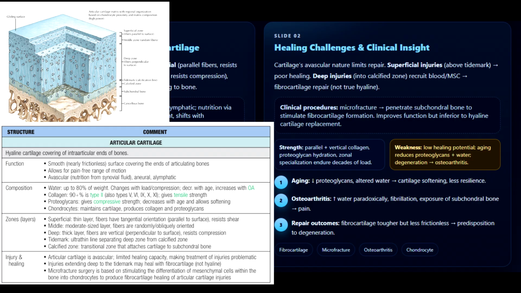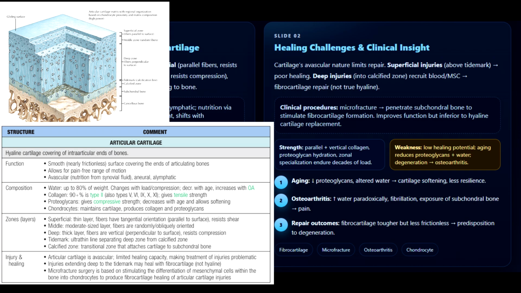The zones, as we just described, are highly specialized. The superficial zone to resist shear, the middle zone with more disorganized fibers, the deep zone to resist compression, the tide mark as a dividing line, and the calcified zone anchoring cartilage to bone. This hierarchical structure explains why cartilage can endure repetitive forces for decades without failure, until pathology sets in. But here lies the clinical problem: injury and healing.